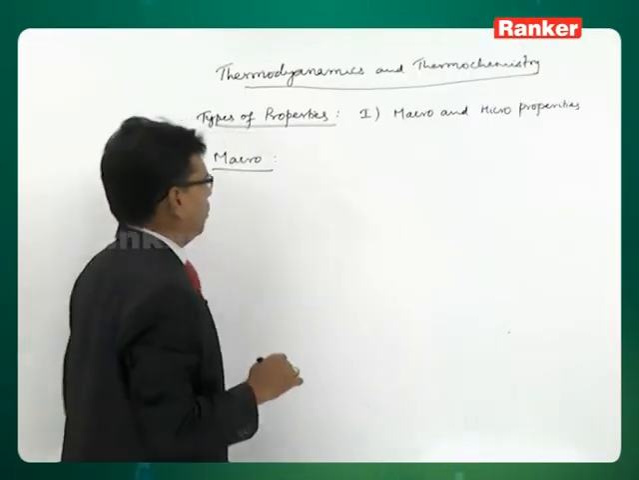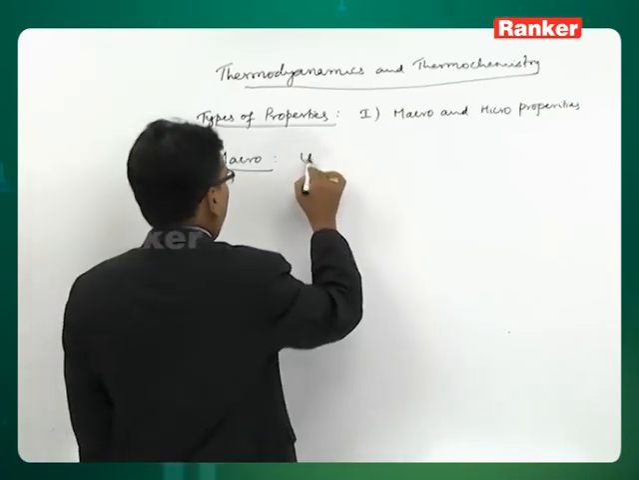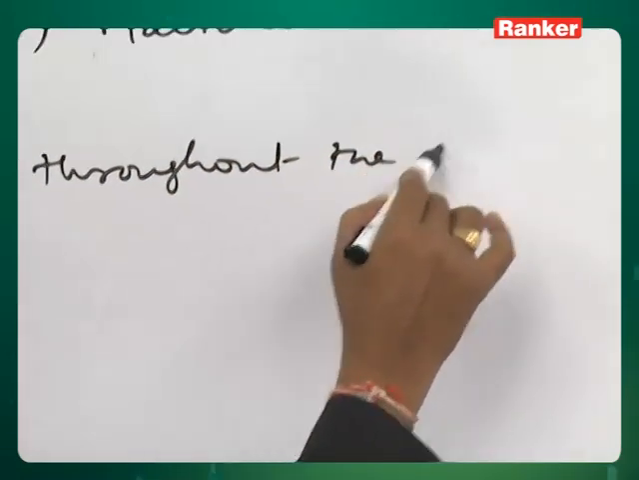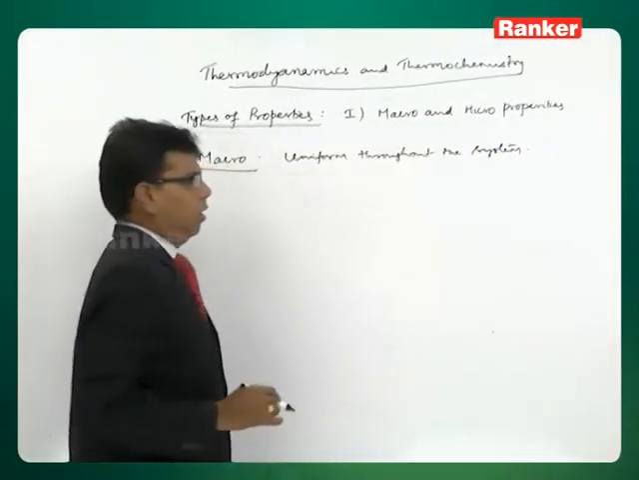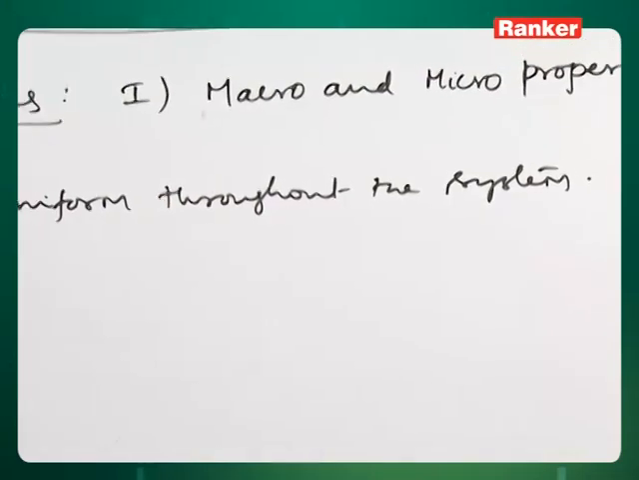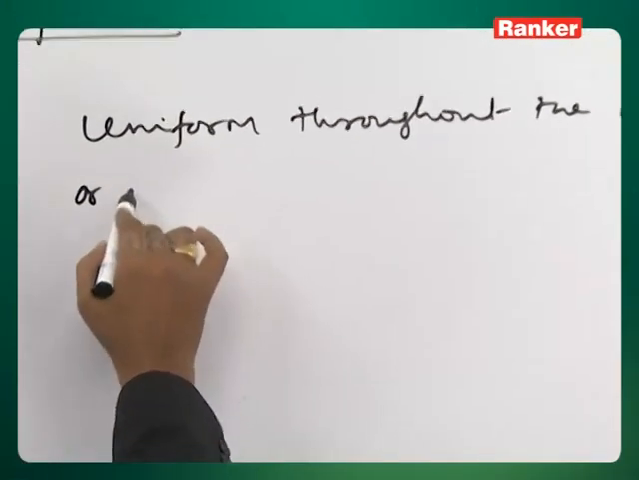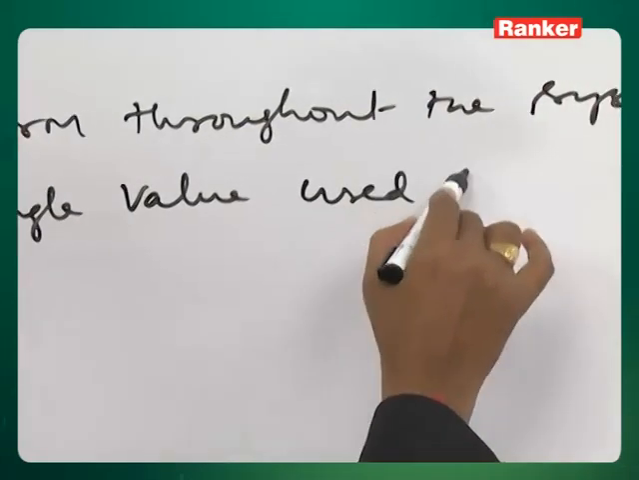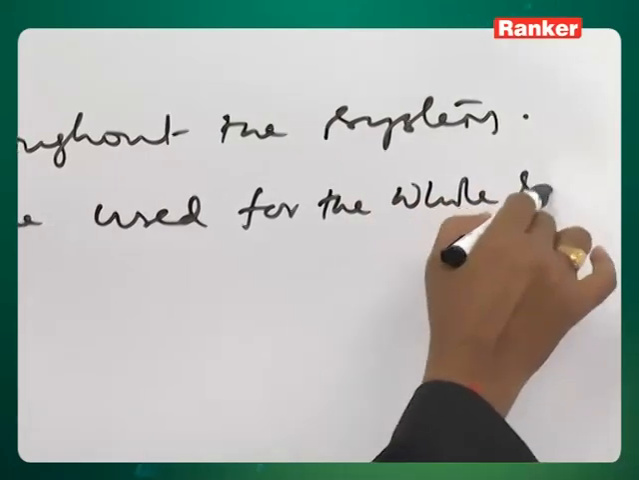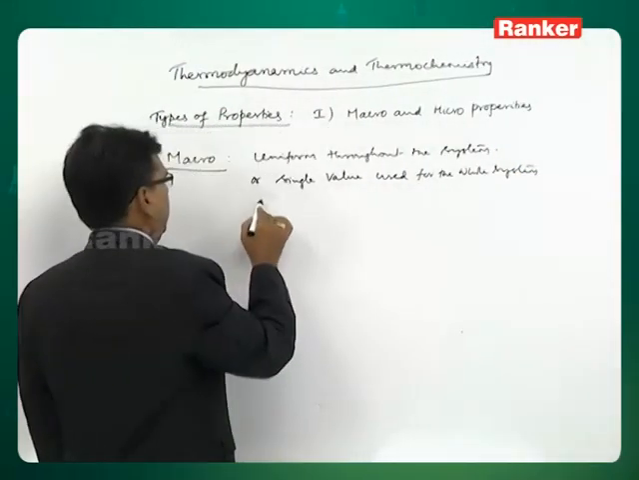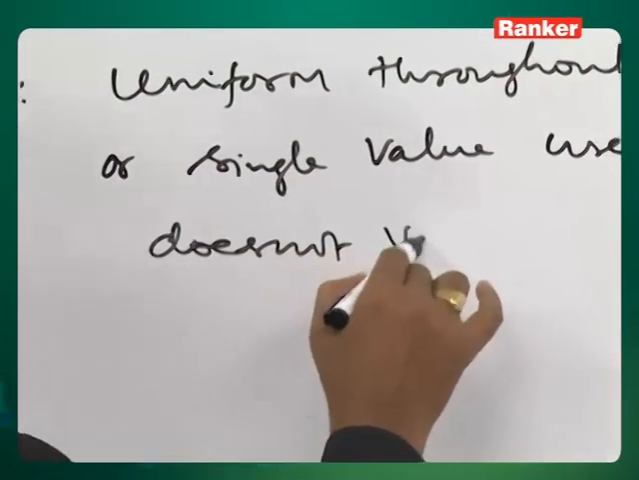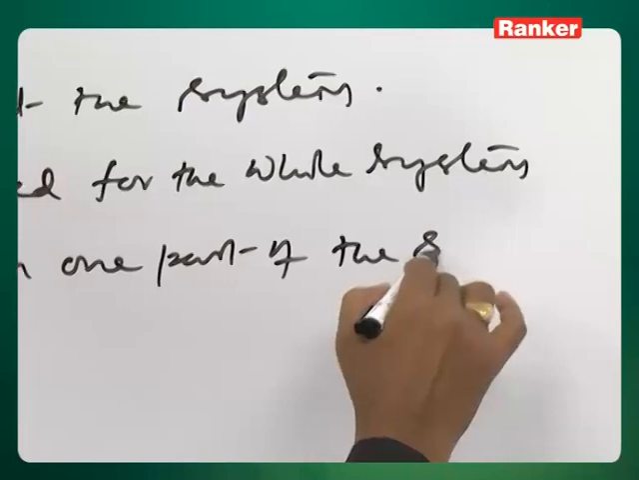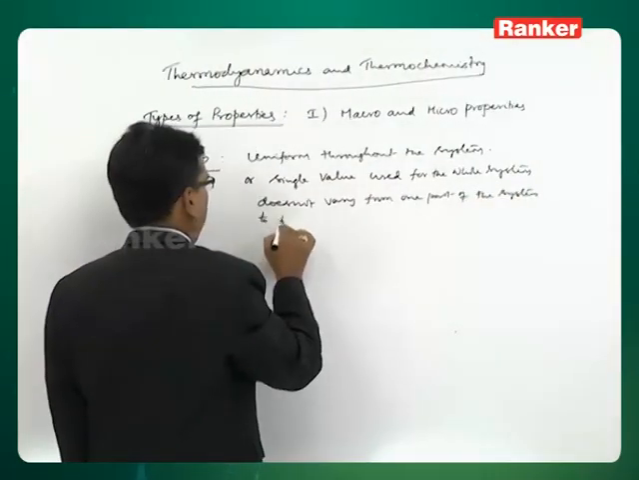Macro properties are the properties of a system which are uniform throughout the system. A property which is uniform throughout the system, or a single value used for the whole system, or the other way, that does not vary from one part of the system to other part of the system.